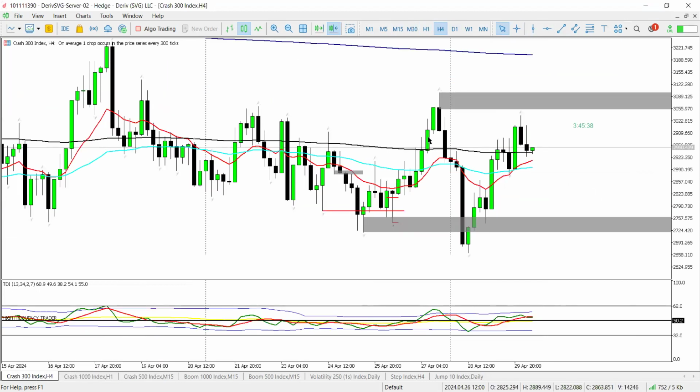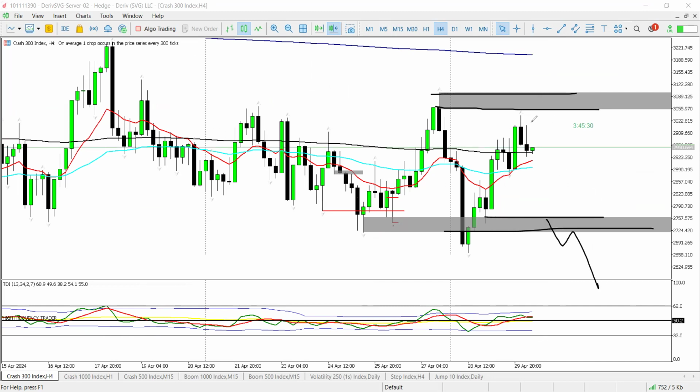Going to C300, we still haven't reached the zone. I want you to notice we marked these zones yesterday. That's where we were going to wait for either a sell here or a sell here.